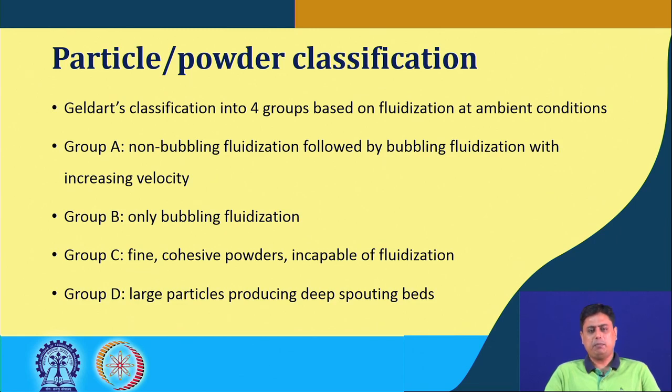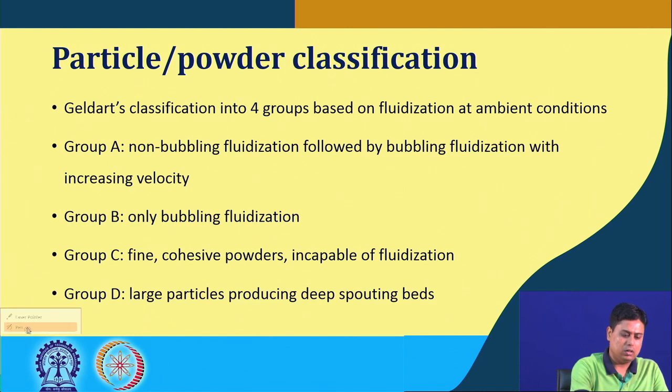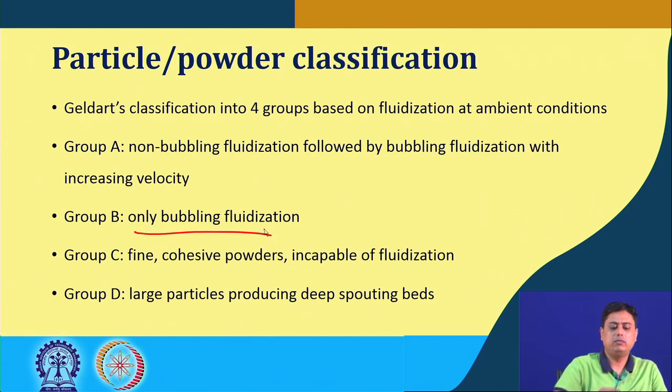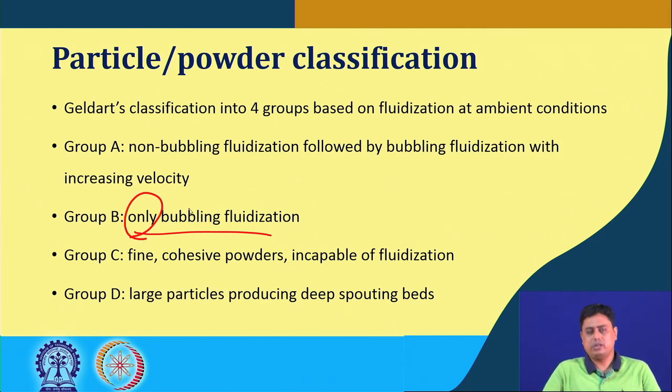In group B type of particle, on the same operating conditions that we discussed for group A, there is no non-bubbling regime. Unlike group A, in group B there will be no non-bubbling regime or smooth fluidization; there will be only bubbling fluidization for such particles on the same operating conditions as group A.